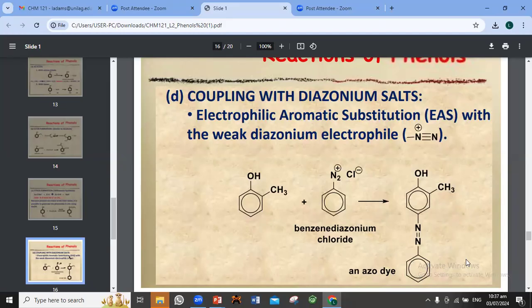Some of the colors that you see, they use to dye cloths, are actually azo dyes. And this is the process by which they prepare these azo dyes. You get your phenolic compound, you get your benzene diazonium chloride that has different substituents which can give you different colors. When you carry out this reaction, it's going to be a coupling reaction, and therefore the reaction will always occur at the para position to give you the dye.